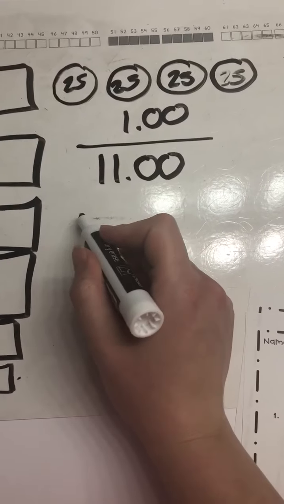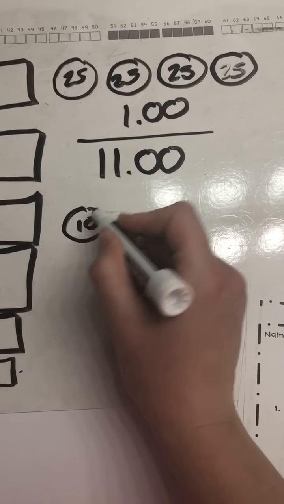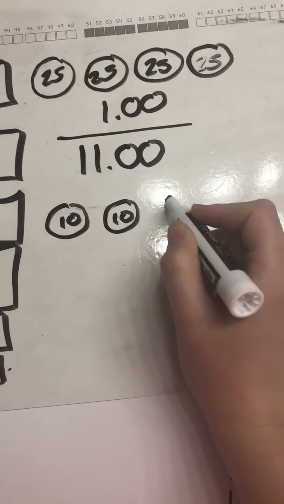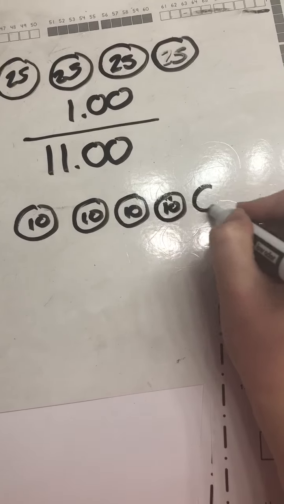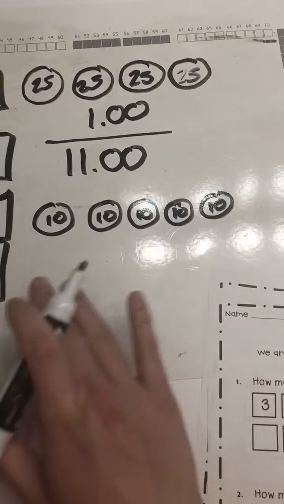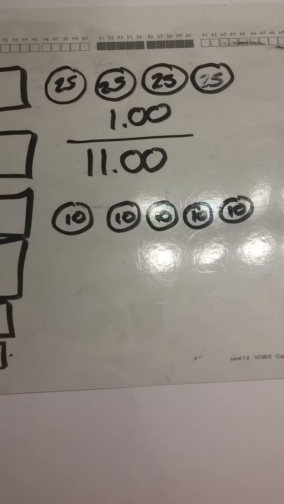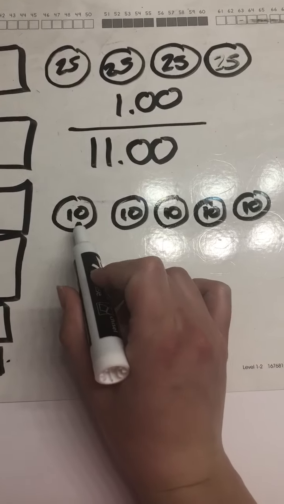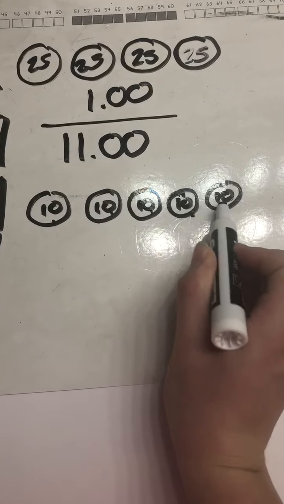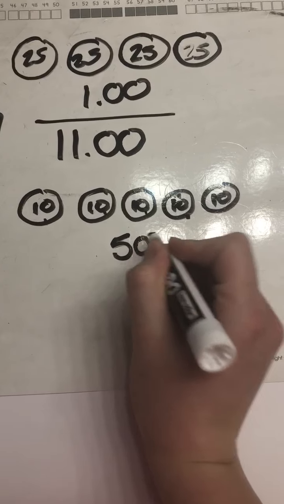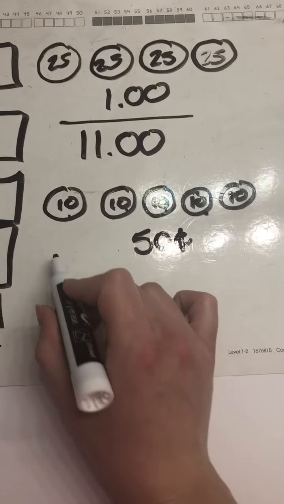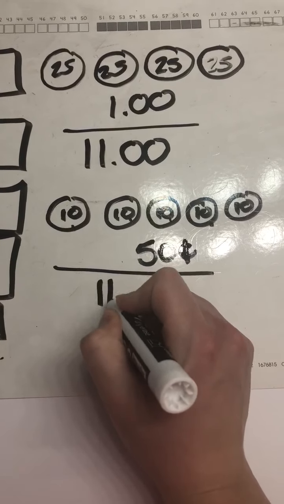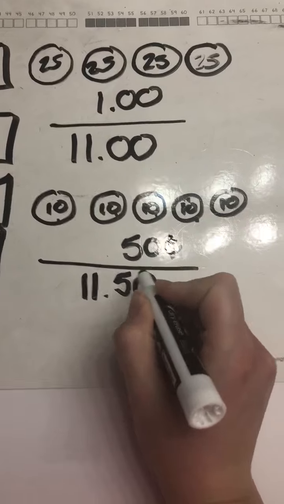Now what if I have 10 dimes? I'm sorry, 5 dimes we're going to do. What if I have 5 dimes? Let's count that out. 10, 20, 30, 40, 50 cents. So if I have $11 and I add 50 cents, I would now have $11.50.